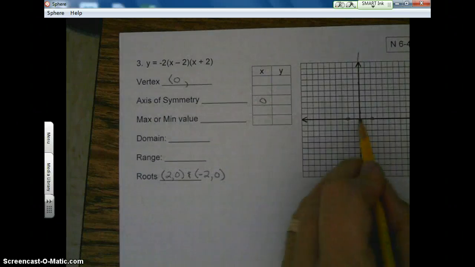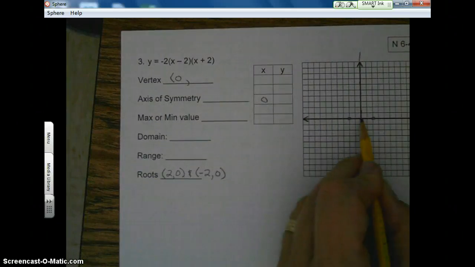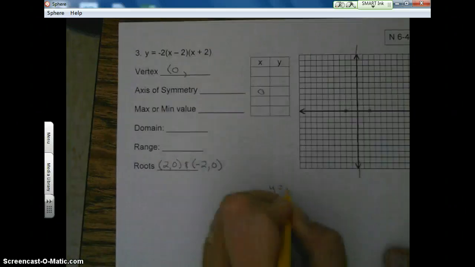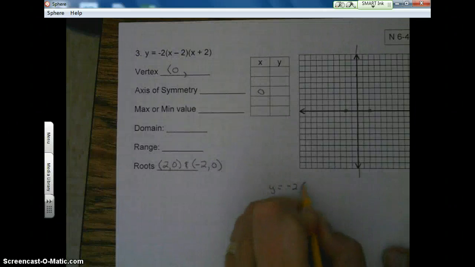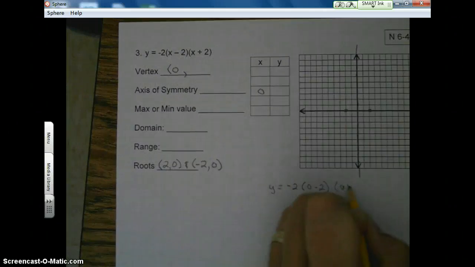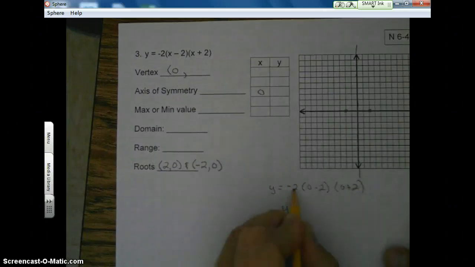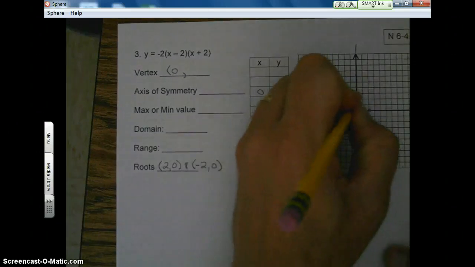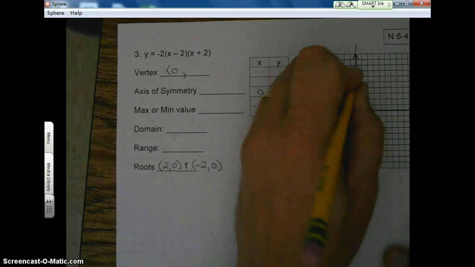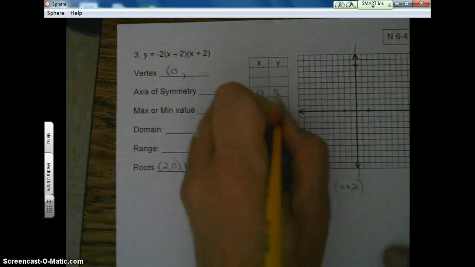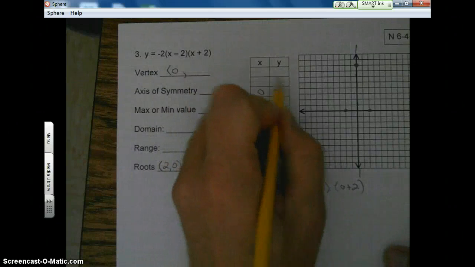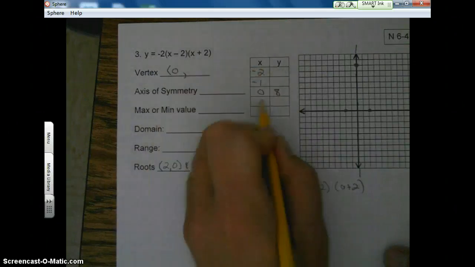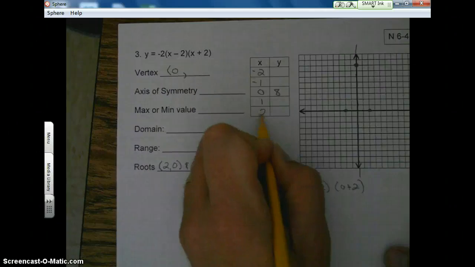Okay, 0. But what is the y-coordinate? Let's plug it in and find out. So we're going to have y equals (0 - 2)(0 + 2). So y is going to end up equaling, that's -4 times 2, -8... so 0, 1, 2, 3, 4, 5, 6, 7, 8. 0, 8. So remember, to get the symmetry to work, we have to go by ones on the x. Can't be skipping around. Got to go by ones.